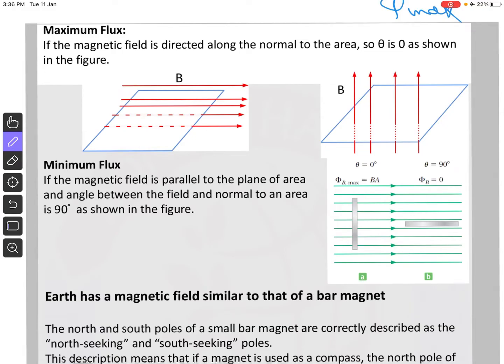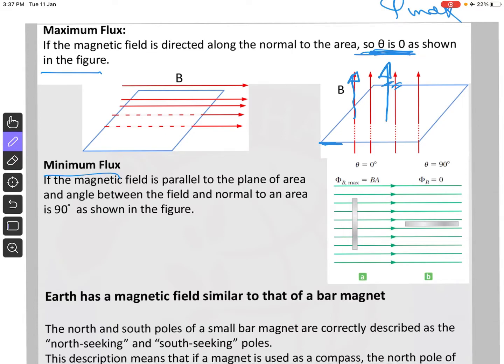Another example, keep it in your mind, we talk about the area vector. If the magnetic field is directly along the normal of the area, theta is equal to 0 in the figure. In that case, the angle between the area and the magnetic field is 90, but the angle between the area vector and the magnetic field lines is 0. So in that case, we will say maximum flux. Look at this one. For maximum, we said the angle should be equal to 0.